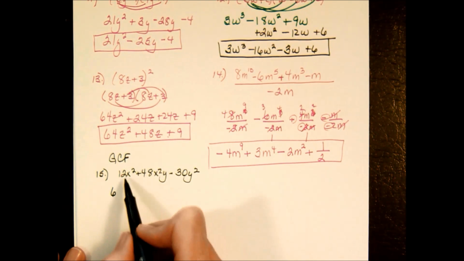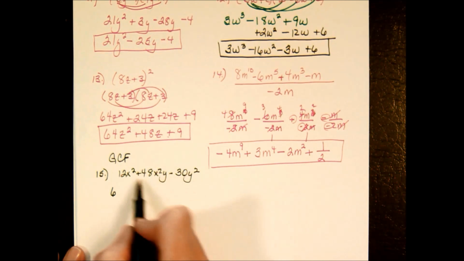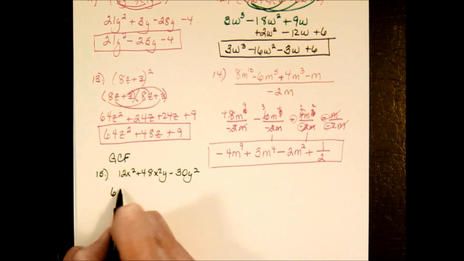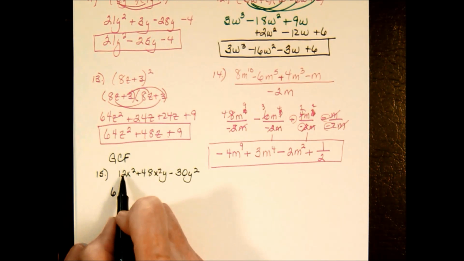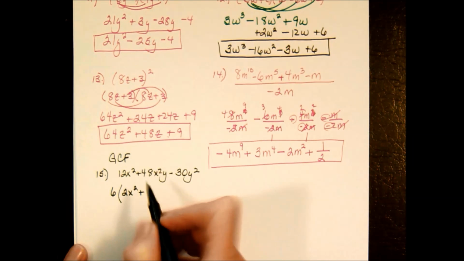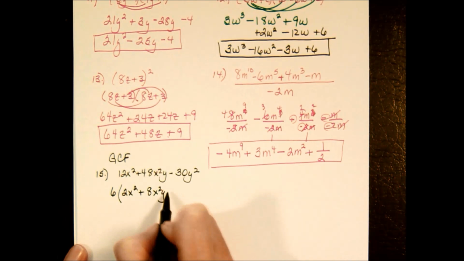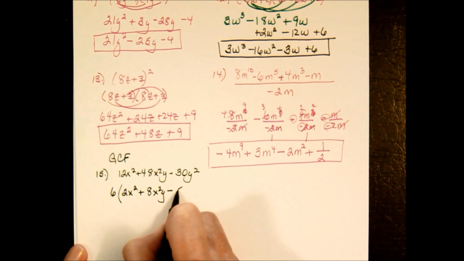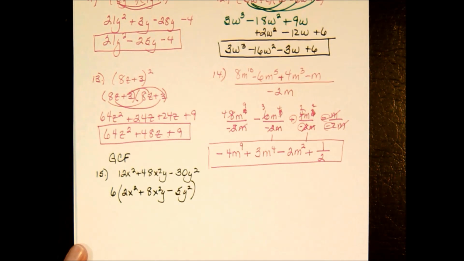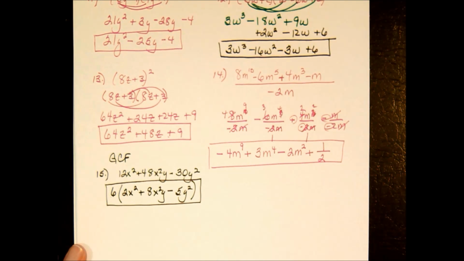This one has an x squared and this one does, but this one doesn't, so I can't factor out an x. These two have y's, but this one doesn't, so I can't factor out a y. So let's see what's left. 6 goes into 12 2 times with an x squared left. 6 goes into 48 8 times with x squared y left. And 6 goes into 30 5 times with y squared left. What's left is not factorable, so the only thing that you could factor out in that particular case was that 6.